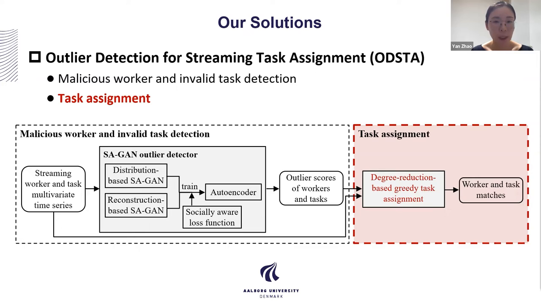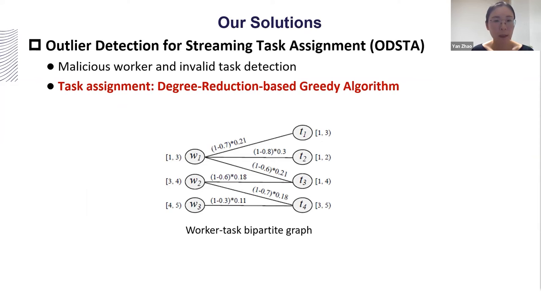We propose a greedy algorithm based on degree reduction. The task assignment algorithm is based on a worker task bipartite graph, where the nodes include workers and tasks. An edge between a worker and a task exists if their valid times overlap. The weight of an edge is denoted by an outlier-based utility.